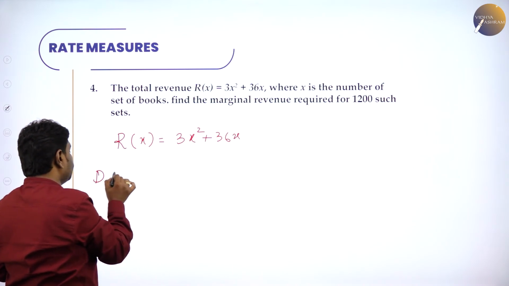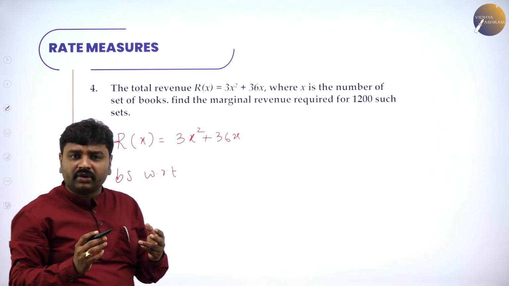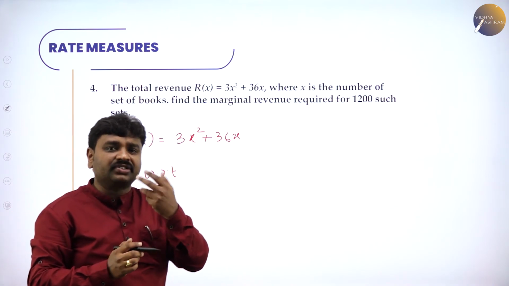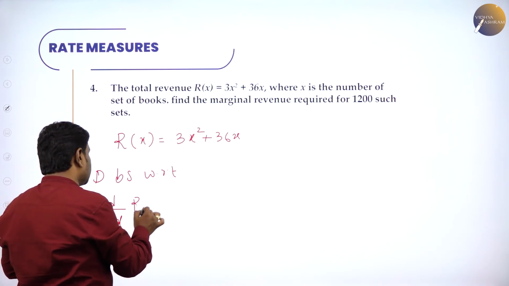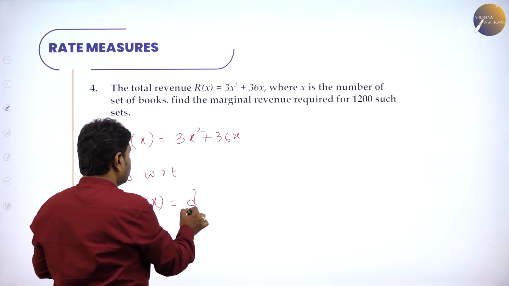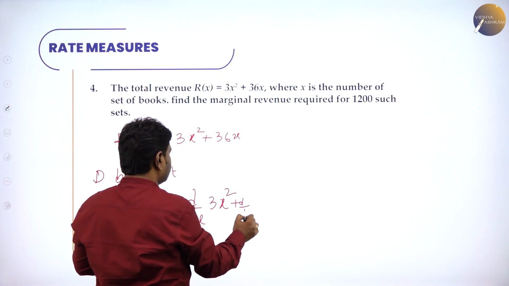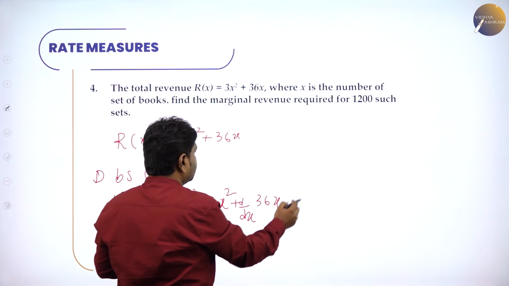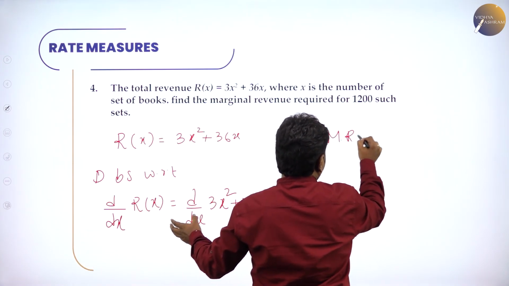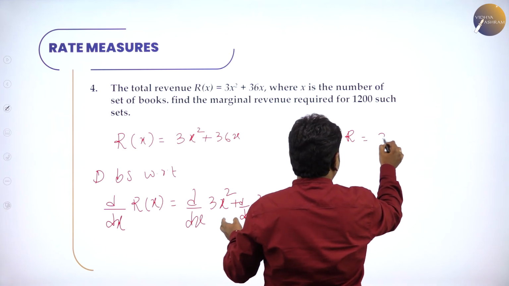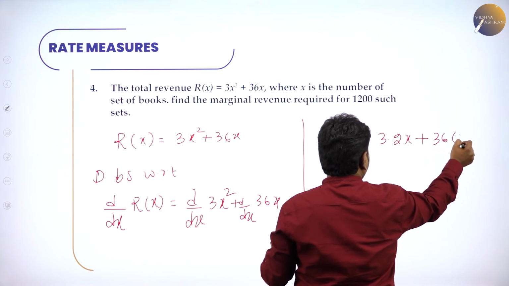So differentiate both sides with respect to x. You know, the derivative of total revenue is marginal revenue. I'll differentiate both sides with respect to x. d by dx of R of x is equal to d by dx of the RHS, d by dx of 3x square plus d by dx of 36x. Further, d by dx of R of x is called marginal revenue, MR I'll say, and d by dx of 3x square: 3 is constant, take it out, derivative of x square is 2x, plus 36 is constant, take it out, derivative of x is 1.